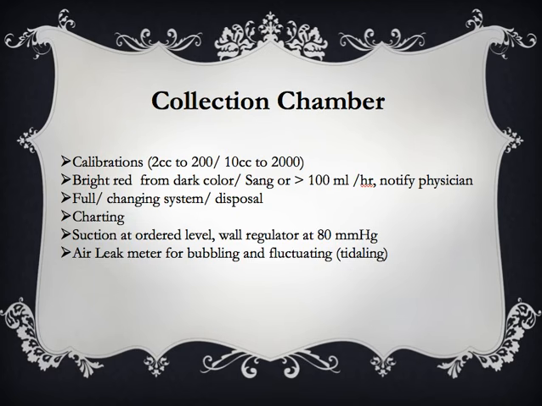And then we're monitoring that air leak meter for bubbling. We should only see bubbling on expiration, right? Intermittent bubbling. And we should see what we call tidaling, or fluctuating. And that's the fluid in that air leak meter fluctuating up and down the column as the patient breathes in and out. And it basically is responsive to changes in the intrathoracic pressure. As the pneumothorax or hemothorax resolves, you will see less and less fluctuating.